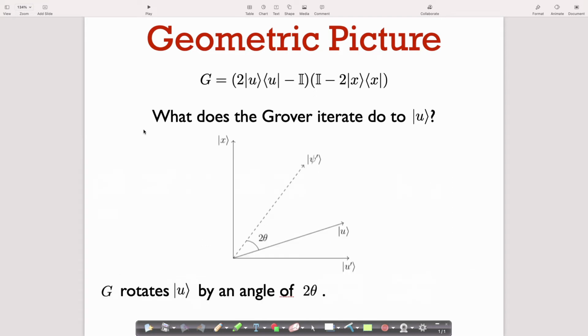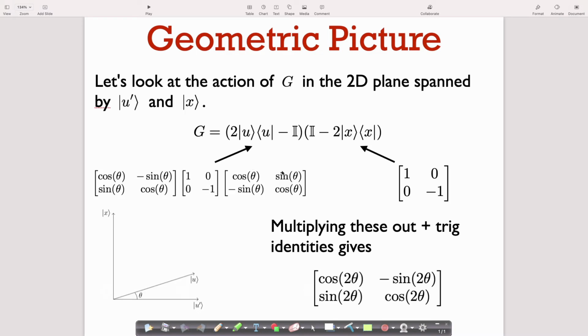So again, summarizing, when we applied the Grover iterate to the state u, we ended up in this state here, psi prime, which was a rotation by an angle 2 theta counterclockwise. So we actually got 2 theta radians closer to the state x. And this is actually what the Grover iterate is going to do to a general state, not just u. Okay, so the Grover iterate actually defines a rotation counterclockwise by an angle of 2 theta. So let's see why that's the case.